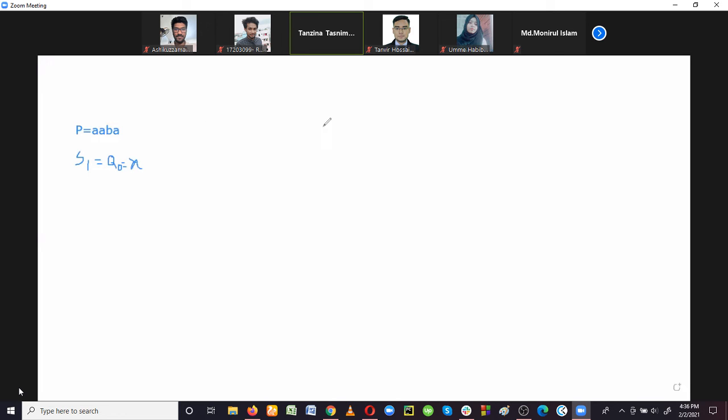From this pattern, we have to create some states, and our first state is S1 where there is no element in that pattern. So we can denote the first state as Q0 and denote it by lambda. That means there is no element in that state. Our second state is S2. Suppose now after receiving the first character A, we can create another state.